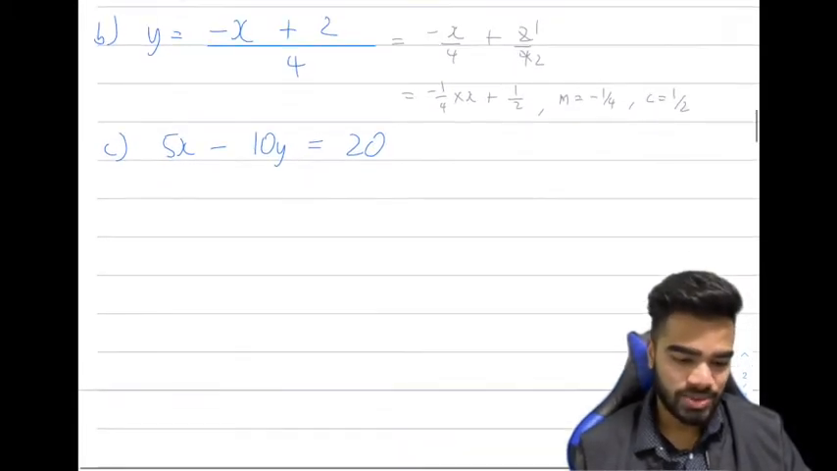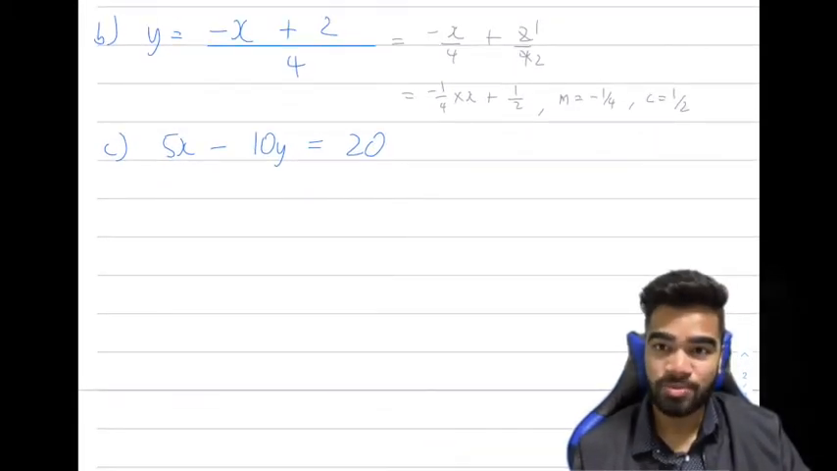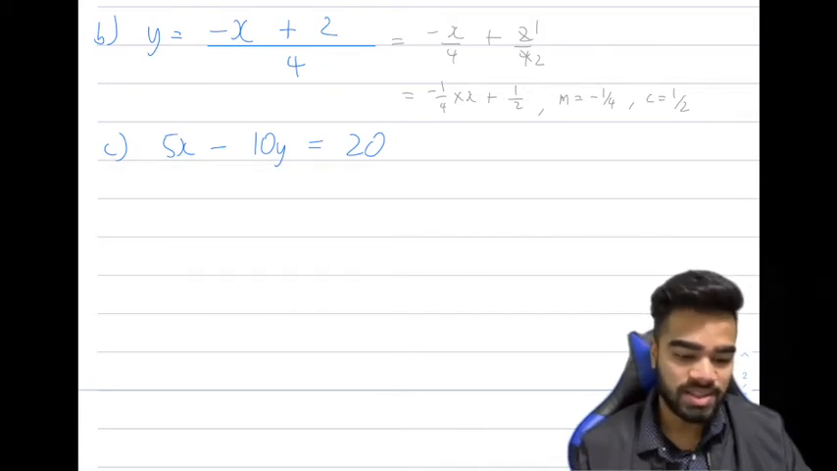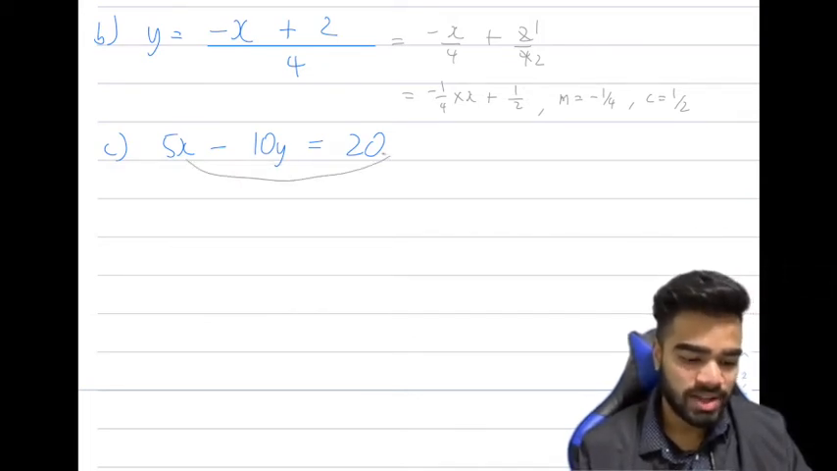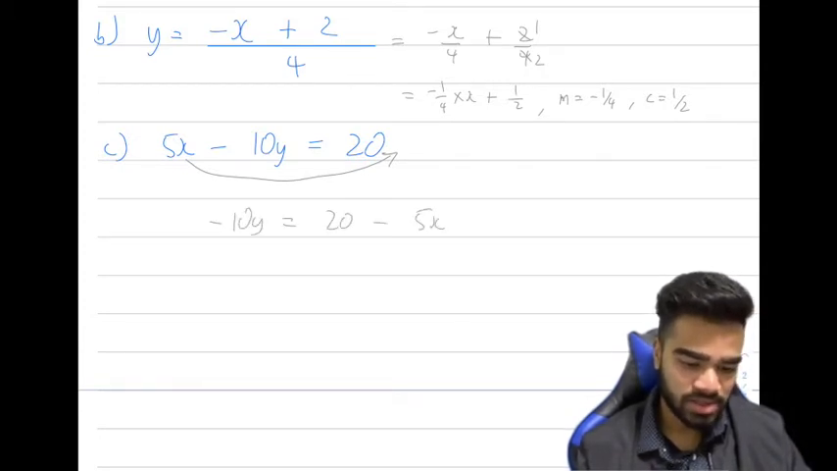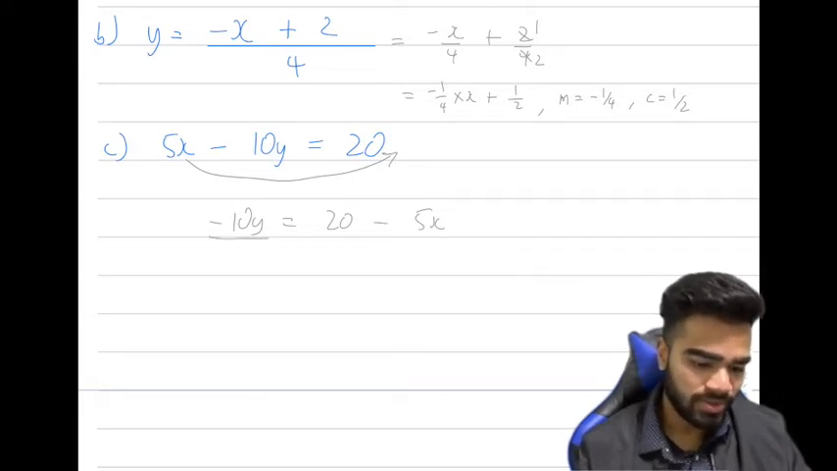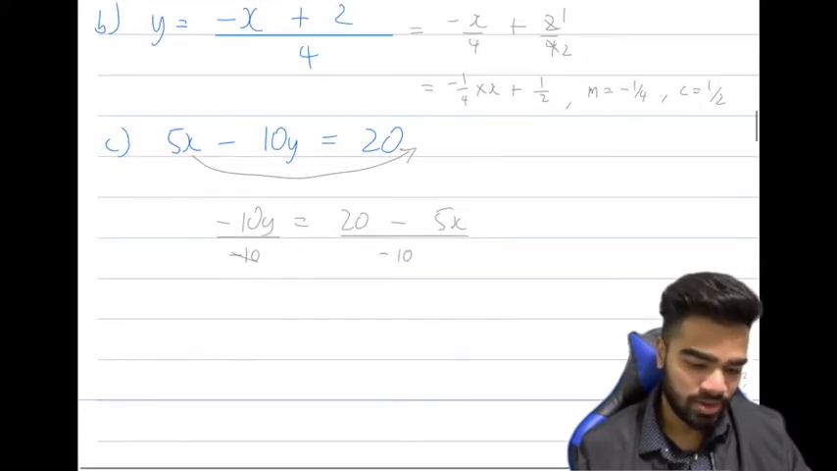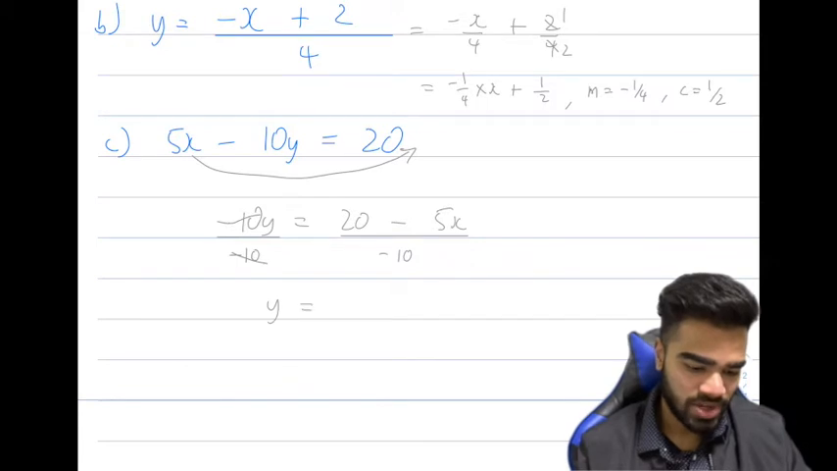All right, last one. It's not in gradient-intercept form, so you have to rearrange to make y the subject. So let's do it. Let's take 5x to the other side by subtracting. So I have negative 10y is equal to 20 minus 5x. Now, what do you have to do to get rid of the negative 10? Well, we can divide both sides by negative 10. On the left, negative 10 cancels, so you have y is equal to 20 minus 5x, all divided by negative 10.